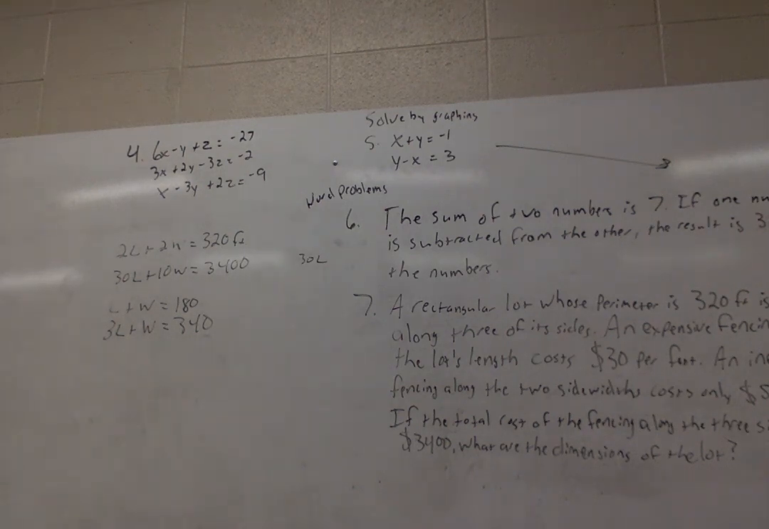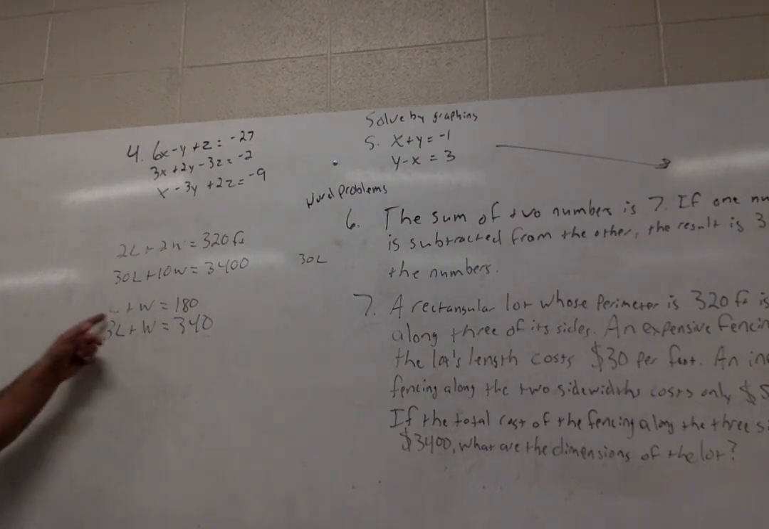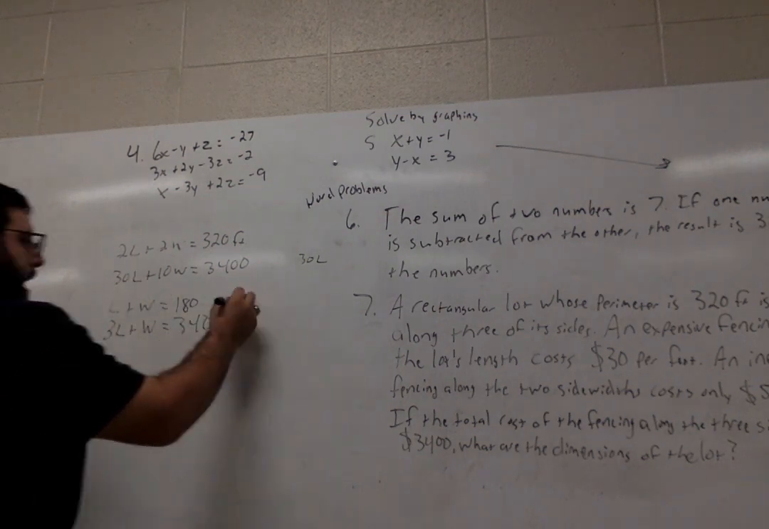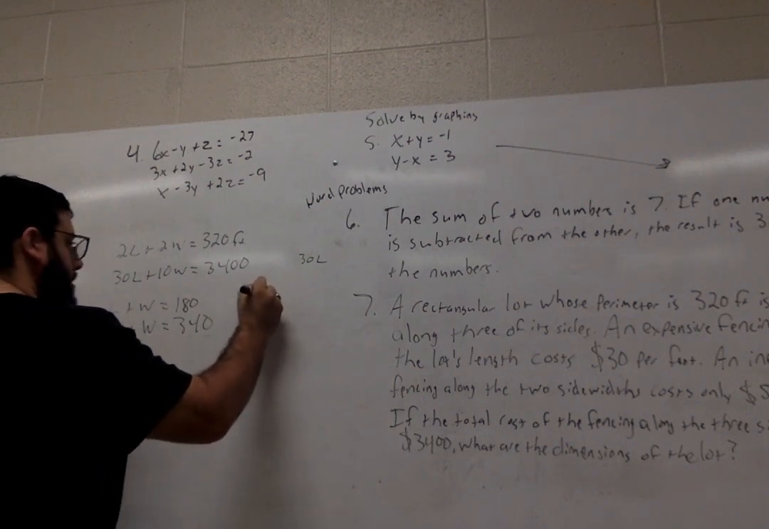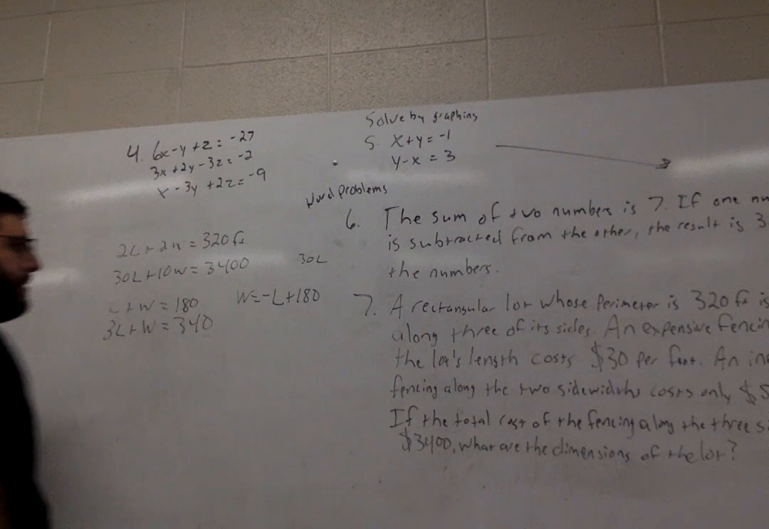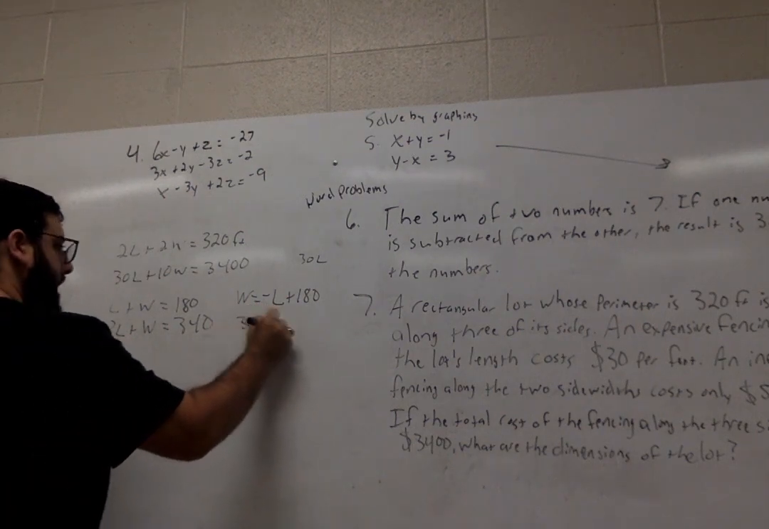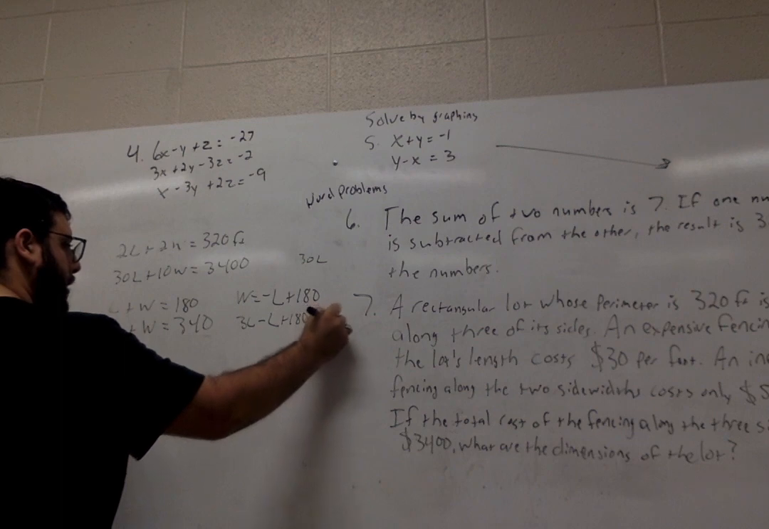And again, it's up to you to decide if you want to use substitution or elimination. Being honest, substitution will work really well here. I could easily just move one of these variables over, and that would help me solve for the other one. I'm going to go ahead and solve for W here. So I'm going to take the length and move that over. So that's W equals negative L plus 180. So I'm going to take that and substitute it in here for the W. So that's 3L minus L plus 180 equals 340.